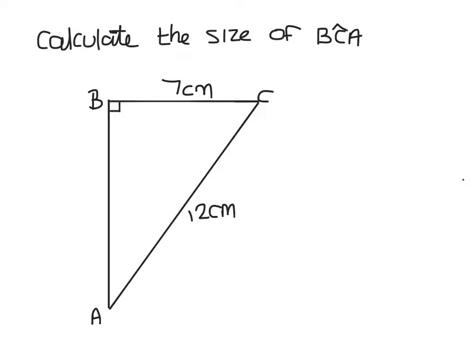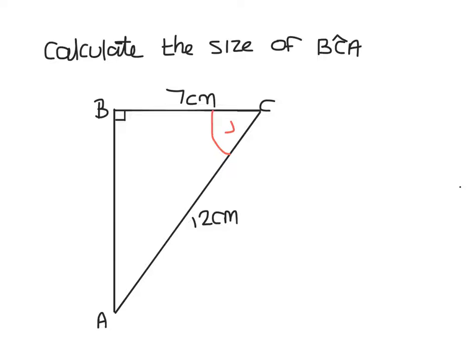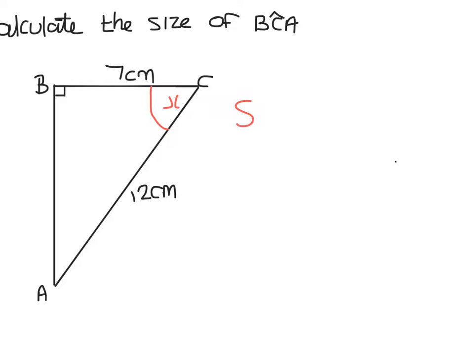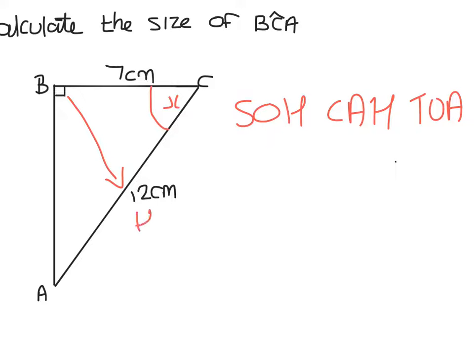So again, in this question, we're looking for an angle, and it's BCA. C is the middle letter, so that's where we're going to put the X. Now we're going to write out SOHCAHTOA, so that we know which ratio it is that we're using. Label the sides of the triangle. So this is our hypotenuse, as it's opposite to the right angle. This is our opposite, so that makes this one our adjacent.